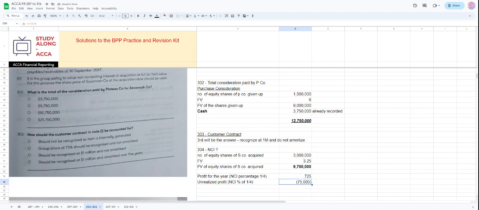75,000. So everything is in thousand. Our profit for the year is, I don't know how we are doing it. In millions, if we are doing it, we need to do it this way.